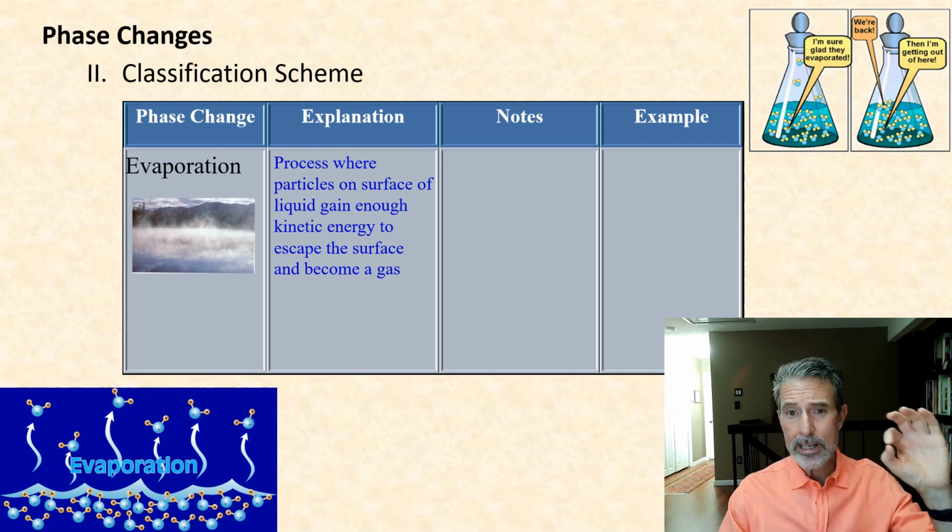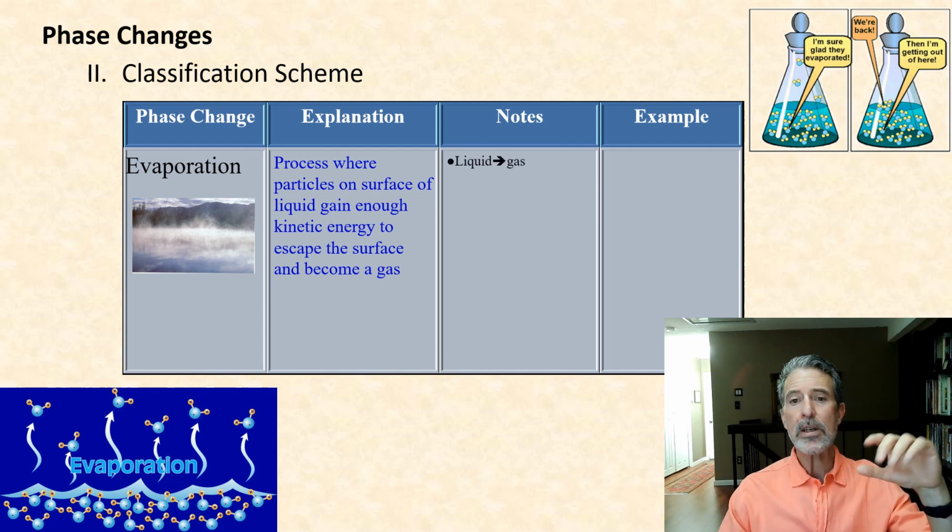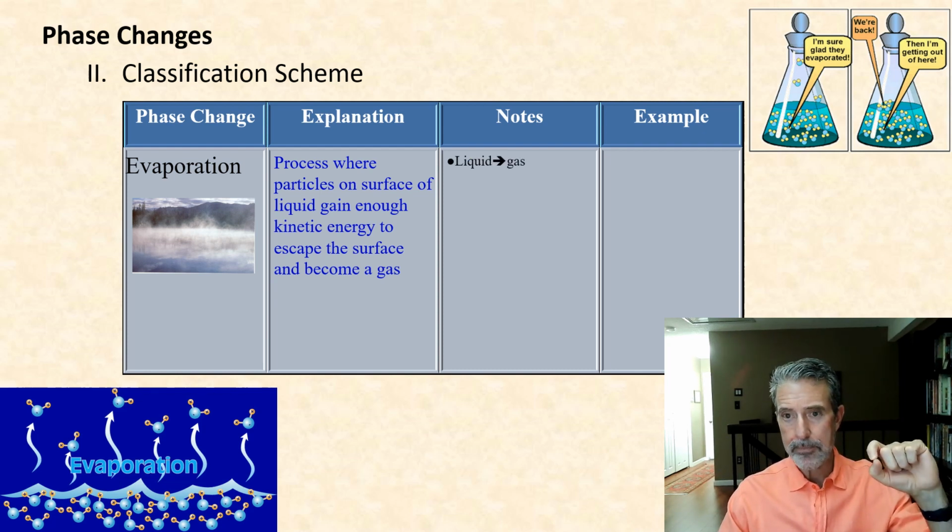This only applies to particles on the surface. When particles deep beneath the surface can change from a liquid to a gas, then we call that process boiling. But both of these changes of phase, whether we're talking about evaporation or boiling, involve the transition from a liquid state to a gaseous state.